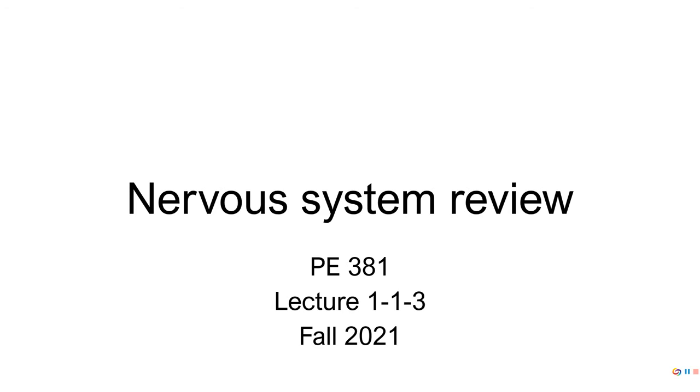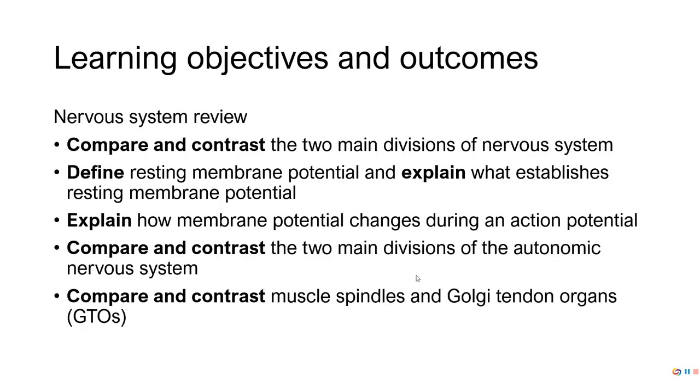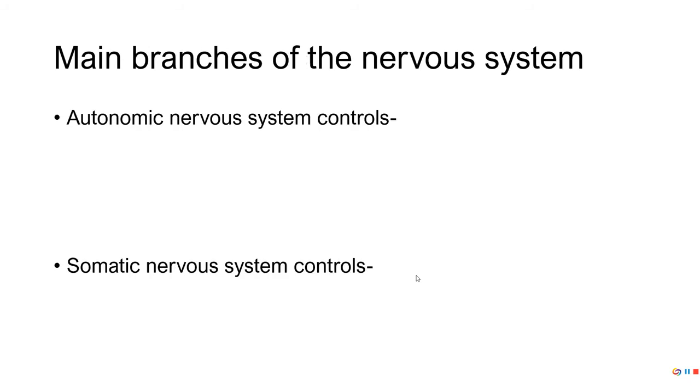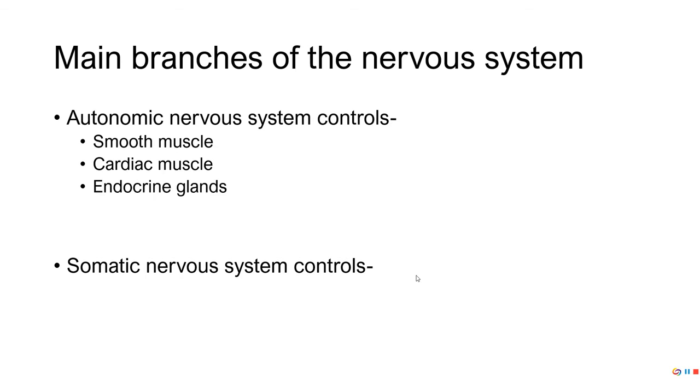System. And again, most, if not all of this should be review. Okay, so here are the 5 things that we're going to go through briefly. All right, so remember with the main branches of the nervous system, we've got the autonomic and we've got the somatic. The autonomic controls smooth muscle, cardiac muscle, endocrine glands, whereas the somatic nervous system controls skeletal muscle. We can also think of these in terms of autonomic is involuntary, the somatic is voluntary.